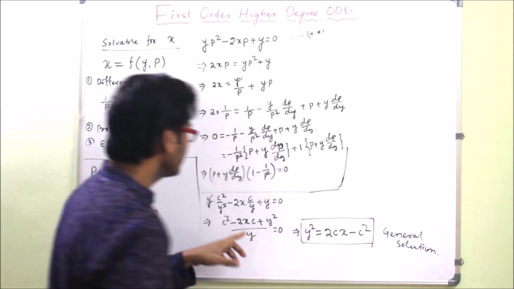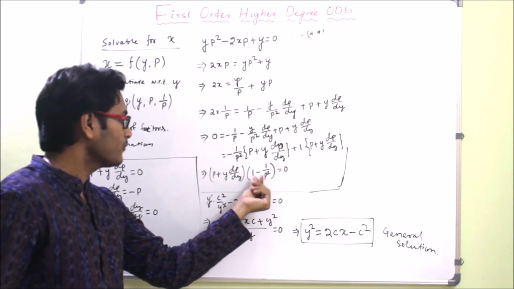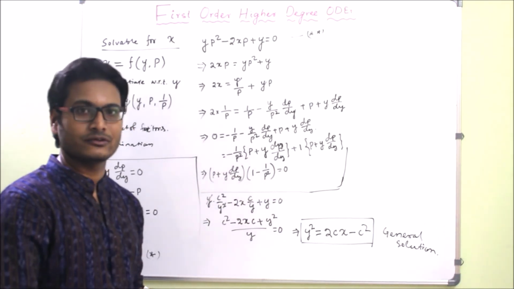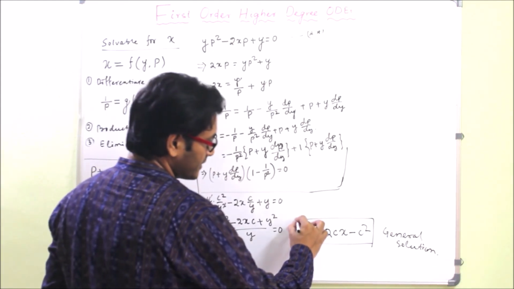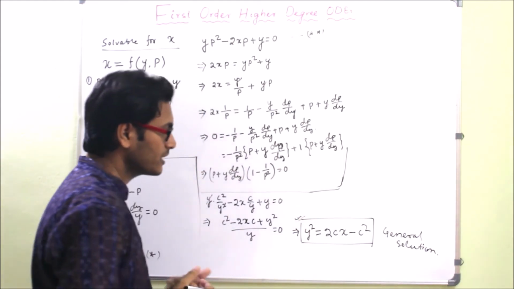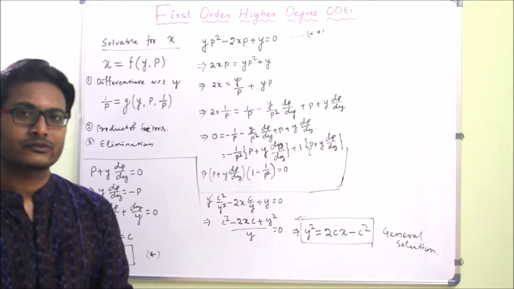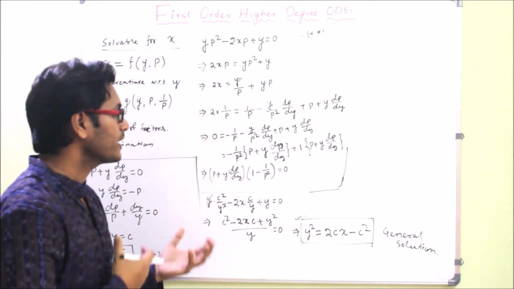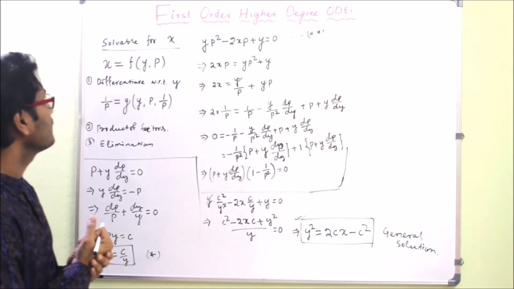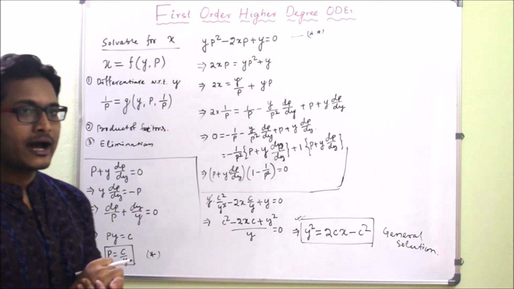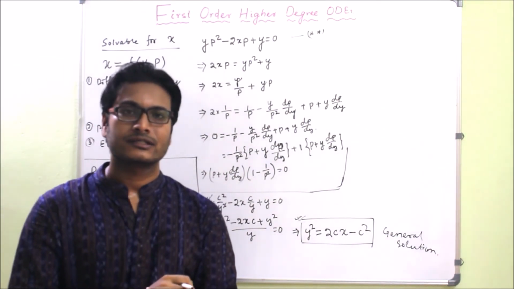So this is our general solution. If we take the second factor, 1 minus 1 by p square, then we will get the singular solution. Our desired answer is y square equal to 2cx minus c square. In this way we can apply the solvable for x method to solve first order higher degree ordinary differential equations.